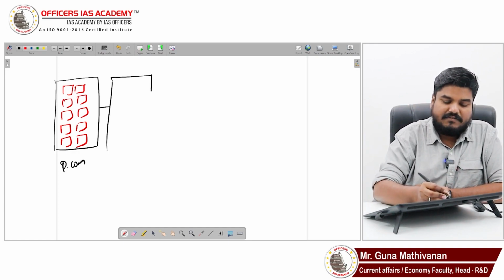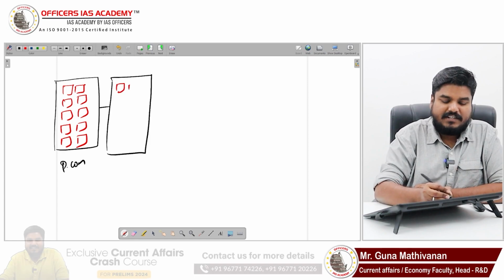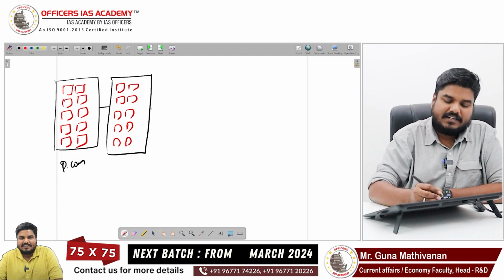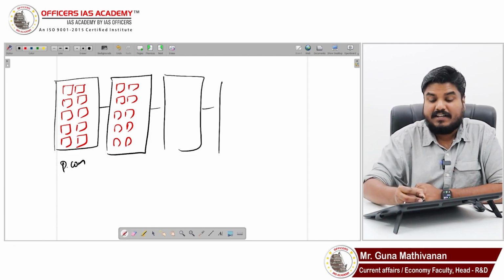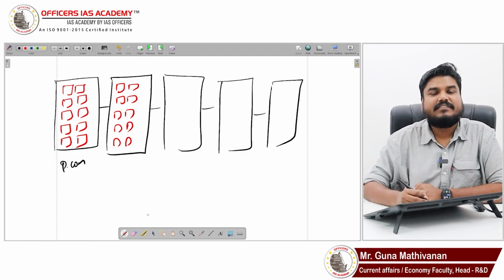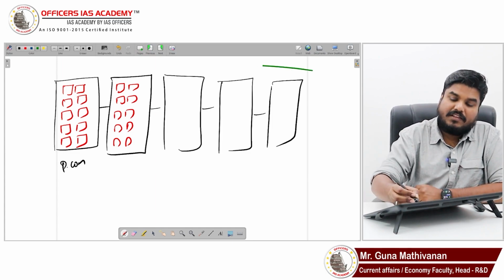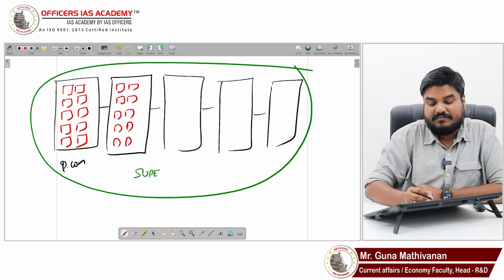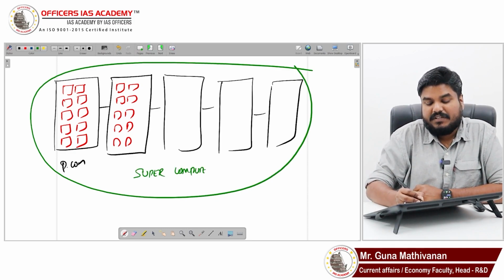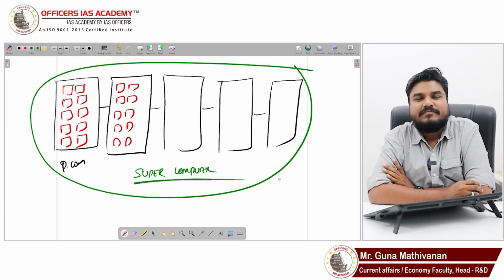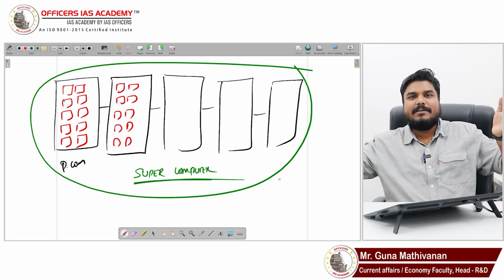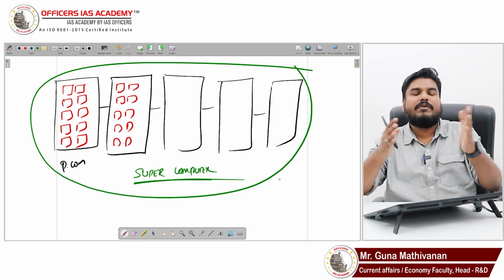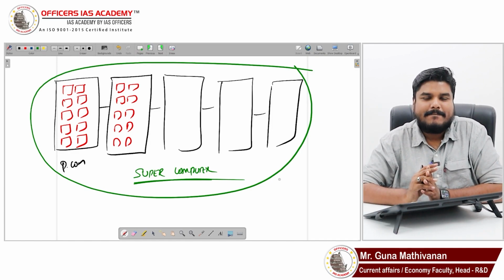Now let us connect it with another powerful one. Like that, let's connect it. Now all this put together is called a supercomputer. So put it simply, multiples and multiples of processors linked together will result in that supercomputer.